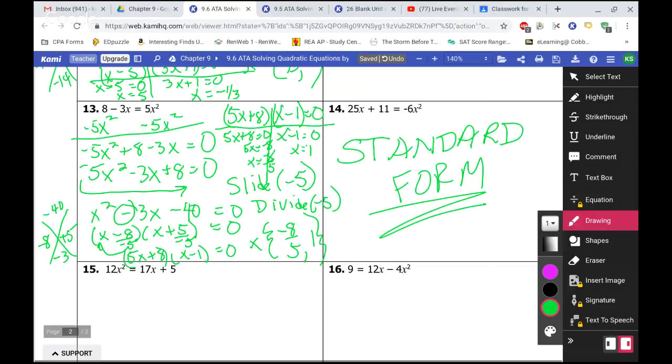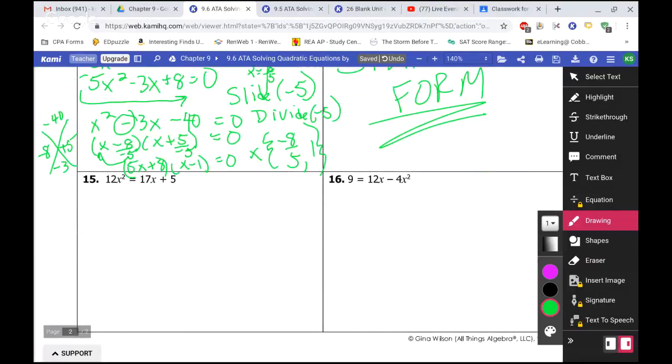All right, number 15. What am I going to do first? Put it in standard form. Good job. Way to go. So how do I do that? Divide it? Nope. Slide and divide? Nope. That's factoring.